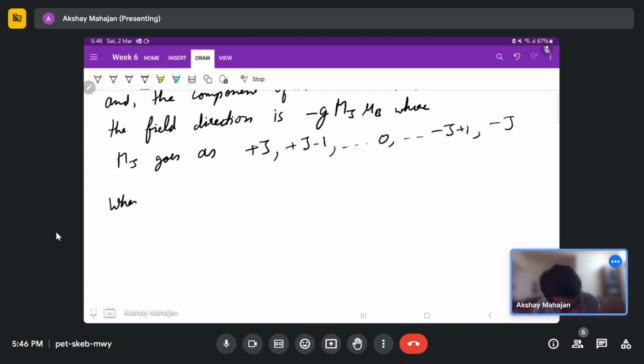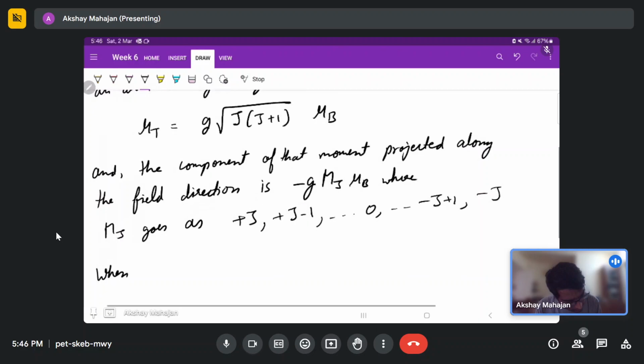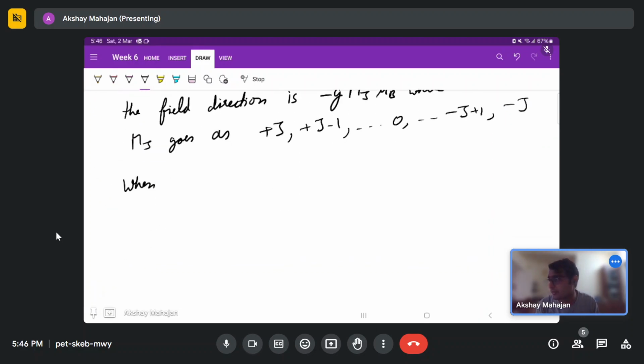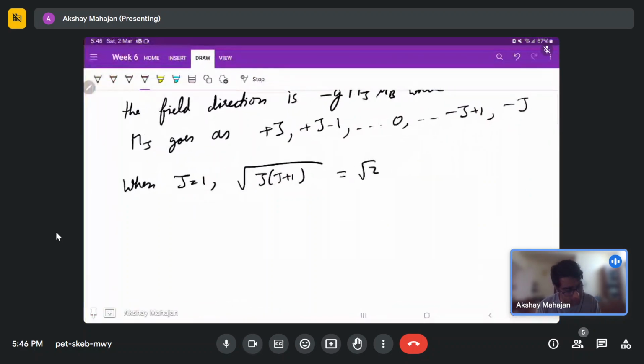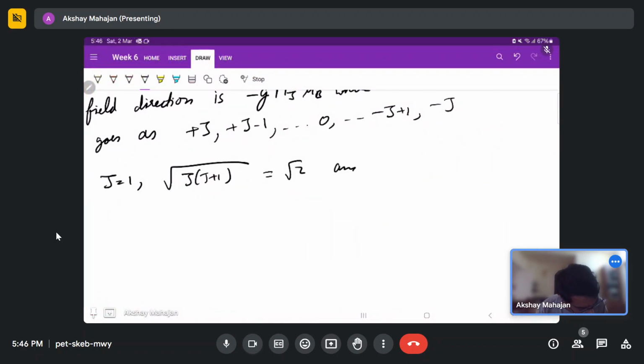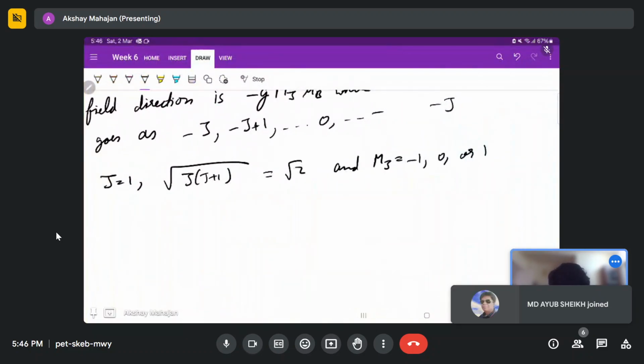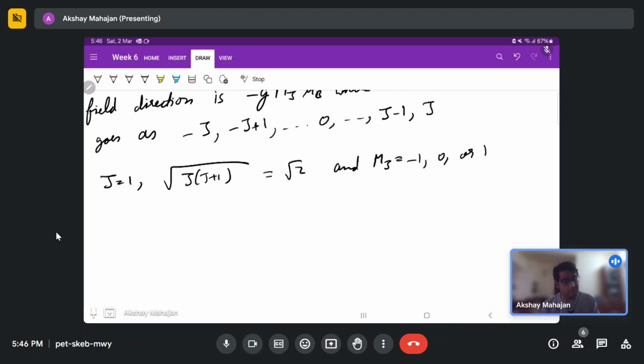So when J equals 1, the square root of J into J plus 1 equals root 2, and the MJ values will be from plus J to minus J. Or you can write that they go from minus J to plus J, so the values go from minus J to J minus 1 and J. So minus 1, 0 and 1, that will be your MJ values.